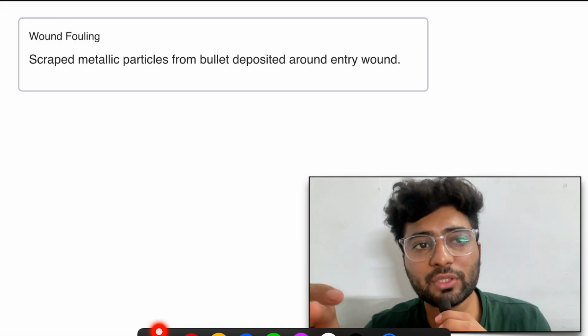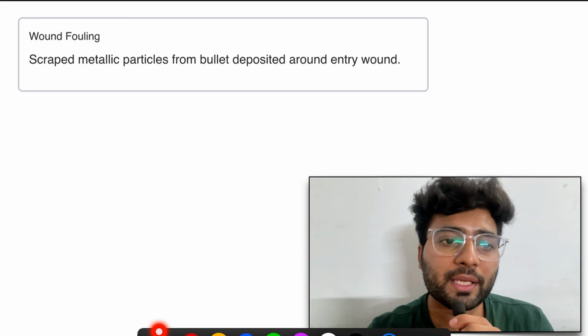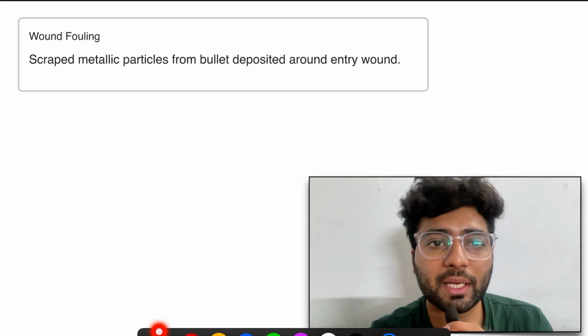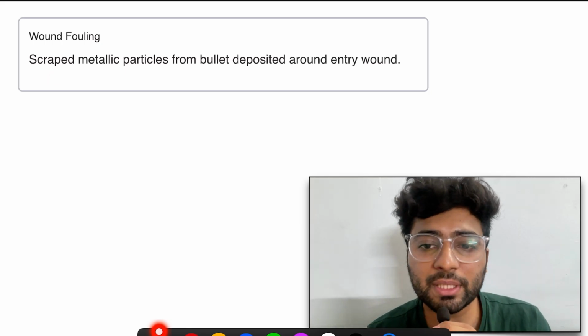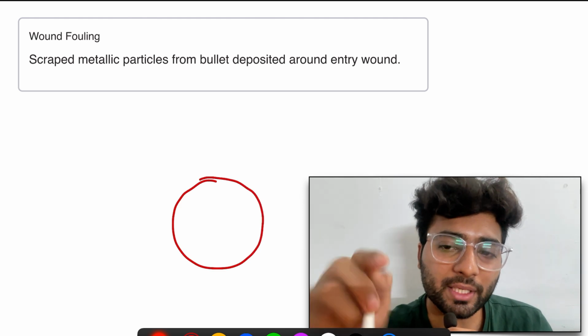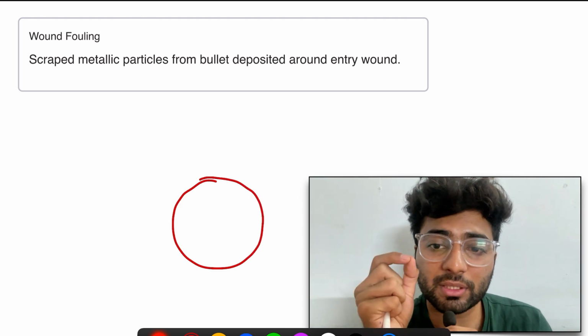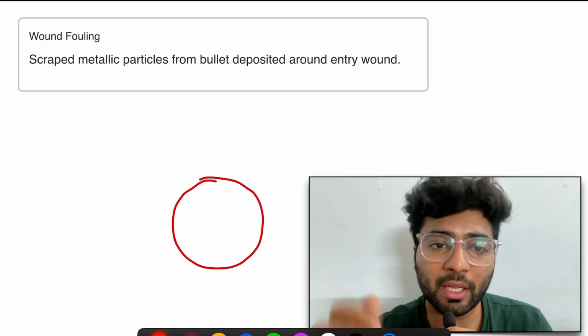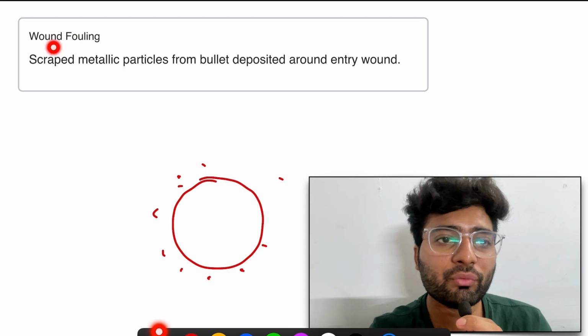Now the last one is wound fouling. Wound fouling is scraped metallic particles from the bullet deposited at the entry wound. If this is the entry wound, then the bullet has gone inside this puncture wound, but the scraped metallic particles of the gun are also deposited around the surrounding area. Right? So this was wound fouling.